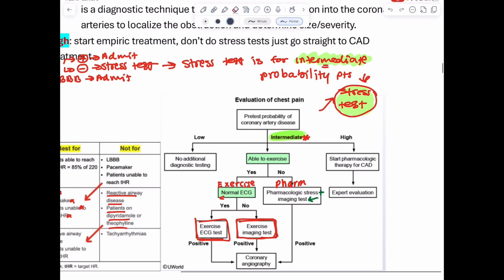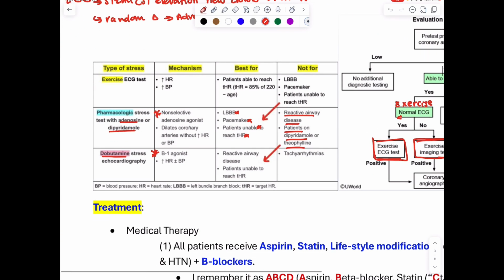And again, a lot of the questions are going to be right here: determining who needs a stress test and what type of stress test. And then again, it's very high yield for you to know how they work.